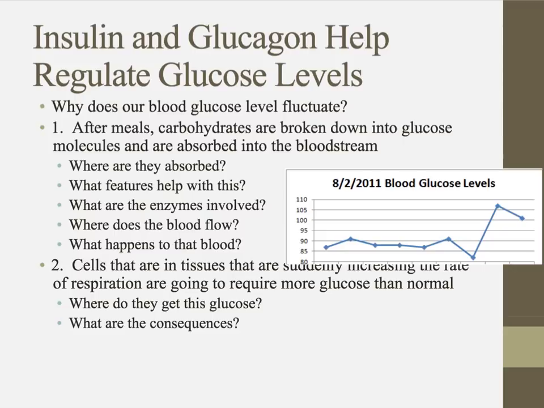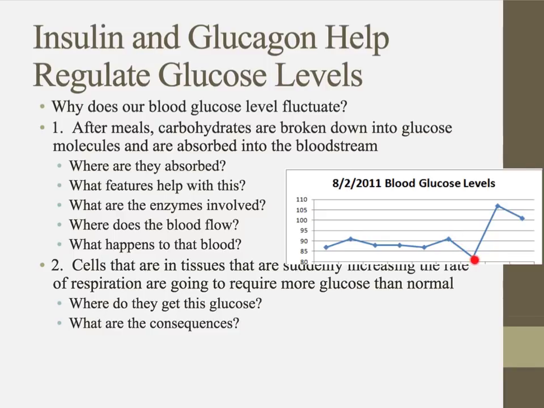Cells in tissues that suddenly increase the rate of respiration, like under exercise, are going to require more glucose than normal. Where are they getting this glucose? They're going to get that glucose from hydrolyzing, or cutting up, the glycogen in the liver. And they're also going to be absorbing glucose from the bloodstream. This is going to cause our blood glucose levels to dip.